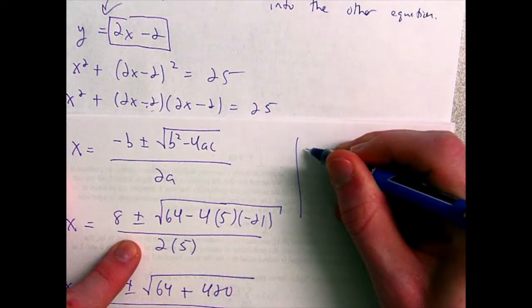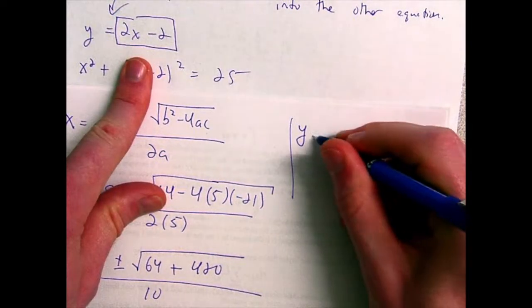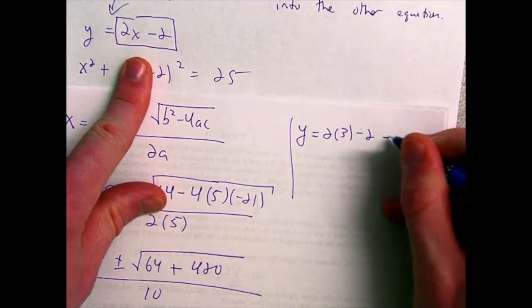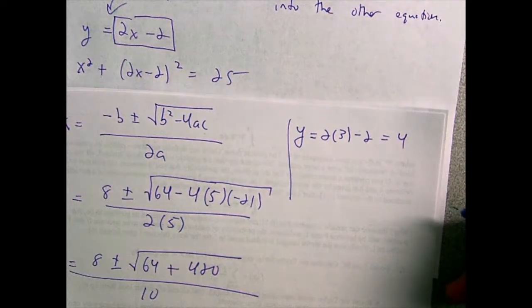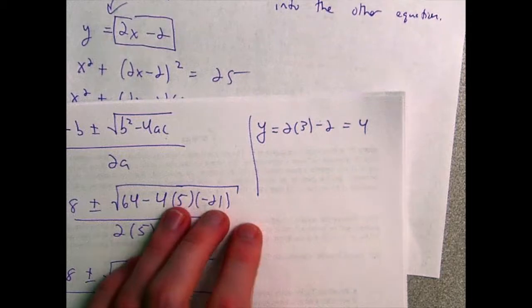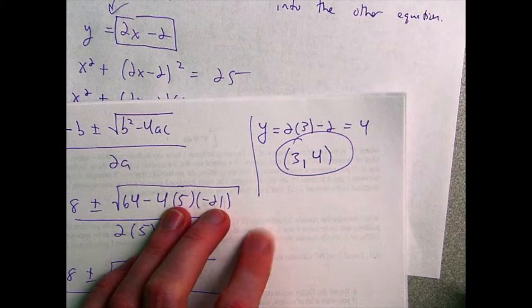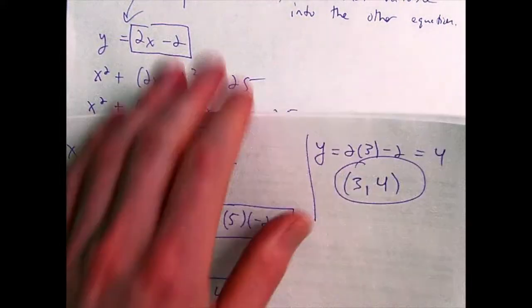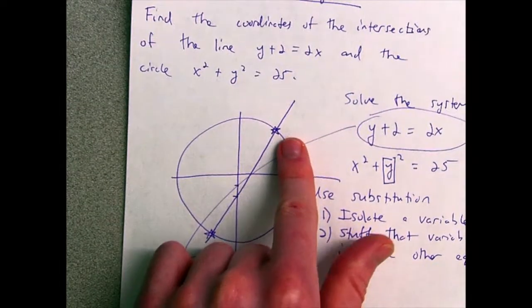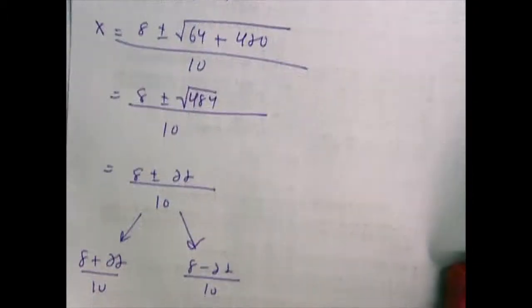So my first x value was 3, so I'll plug that into this equation here. I have y is equal to 2 times 3 minus 2, and that's 4. So the y value associated with x equals 3 is 4. So I want to represent that as a pair of x, y values, so 3 comma 4. And by the way, that would be one of the points of intersection, probably this one, thinking about the quadrant. And then I have this other x value, negative 7/5.